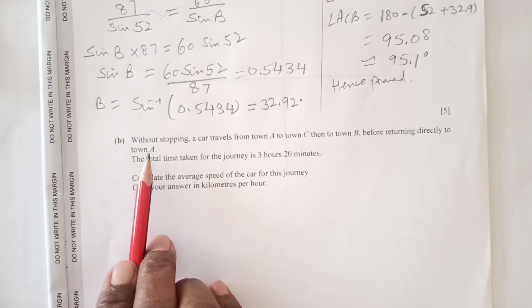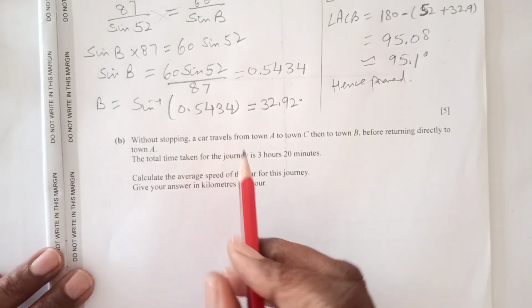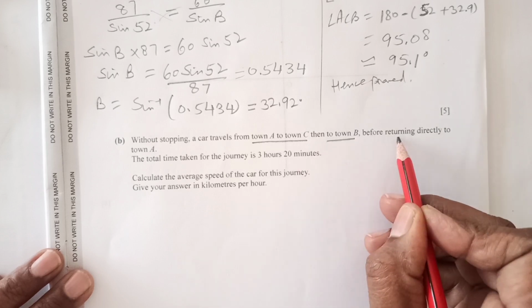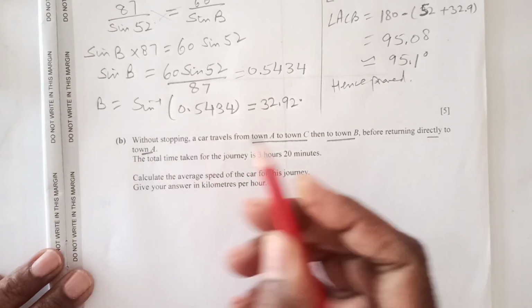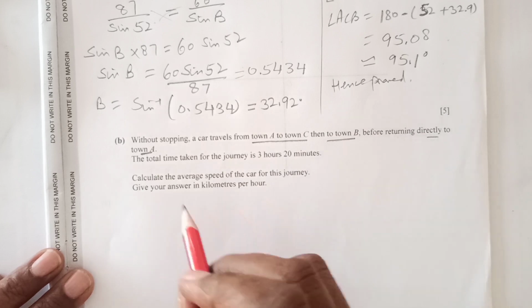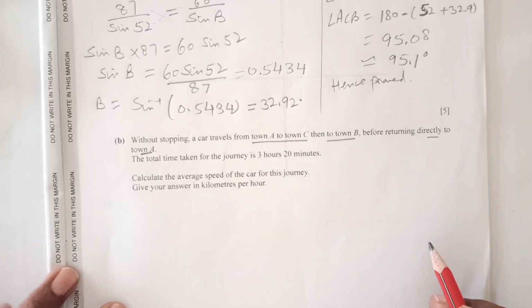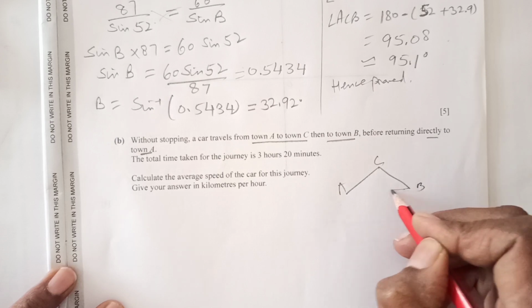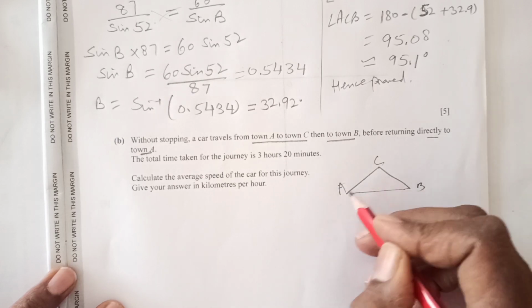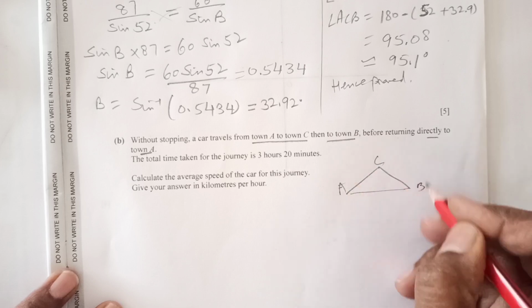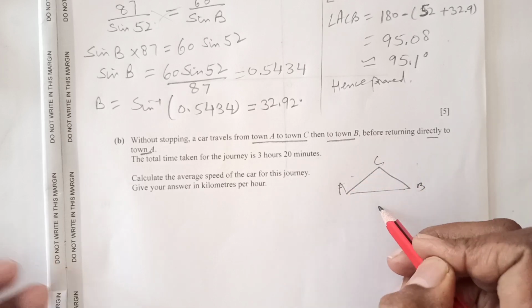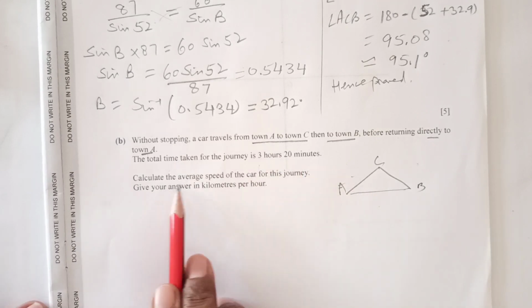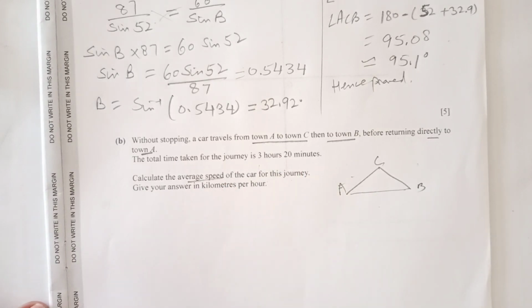Now part B. Without stopping, a car travels from town A to town C, then to town B before returning directly to A. Meaning that the car is going from A to C, then to B and returning. It's also returning here, but it doesn't return directly. So we need to have all these three distances. The total time taken for the journey is 3 hours 20 minutes. Calculate the average speed of the car for this journey.